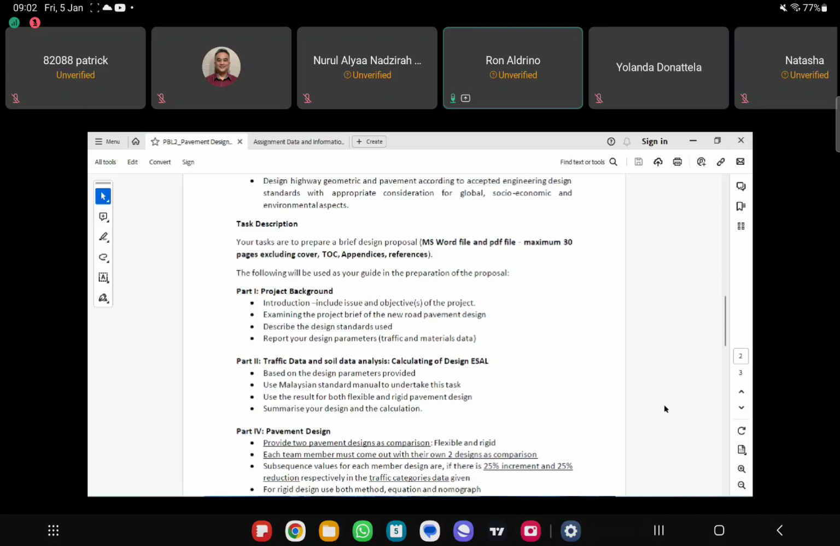Your geometric PBL 1 may have a lot of different questions, but for pavement it's straightforward. Is there anything else, anyone who wants to ask more?